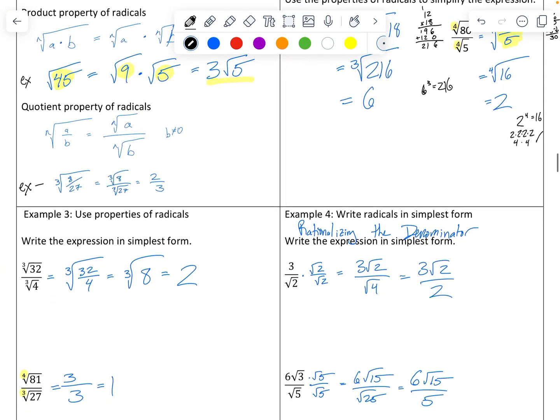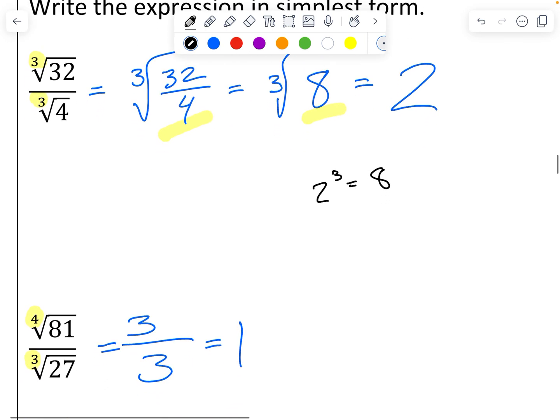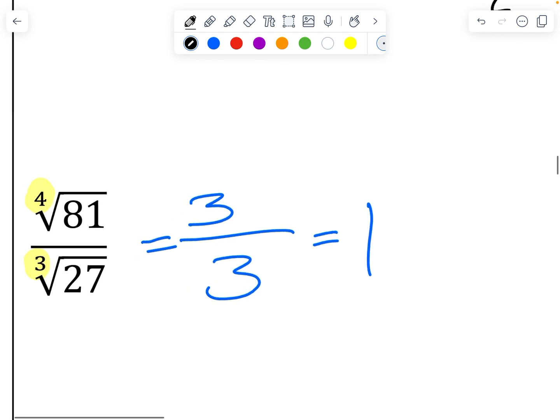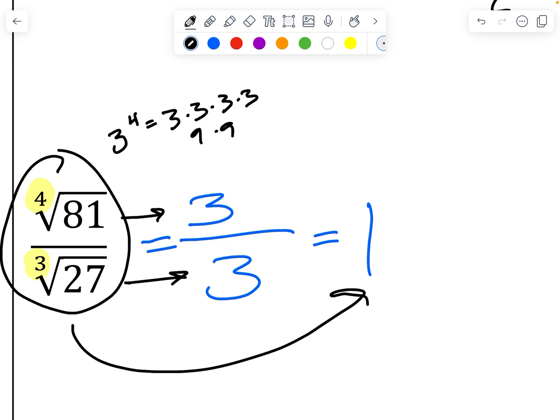Two examples there, two more here. Same cube root, same index. So 32 over 4 simplifies to 8. You should definitely know by now 2 to the third power is 8, so the cube root of 8 is 2. Here we have different indexes, curveball, but hopefully you can think of those. 3 to the fourth power is 3 times 3 times 3 times 3, which is 9 times 9, is 81. So the fourth root of 81 is 3. The cube root of 27 is also 3. So that fraction, it turns out, is the equivalent of 1.